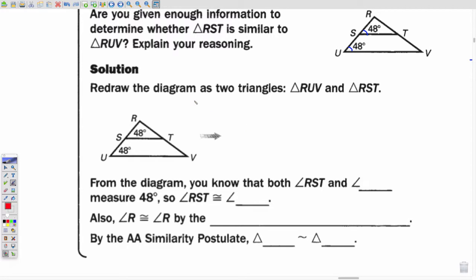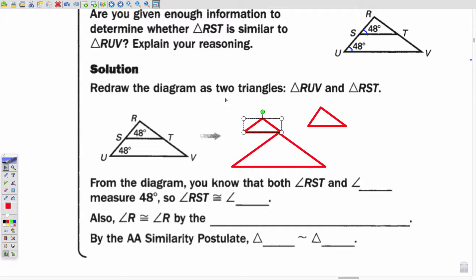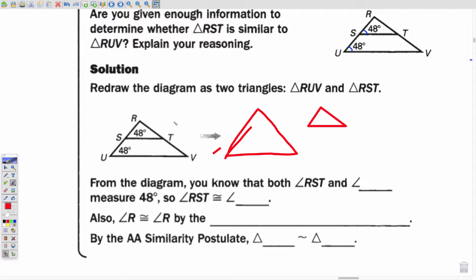Okay, so let's redraw the diagram and separate out this small triangle on the top. And then I'm going to redraw the big triangle at the bottom, the whole big triangle. Getting close, but not exactly. Let me get rid of this. I'm really making a mess here, aren't I? There we go, much better.